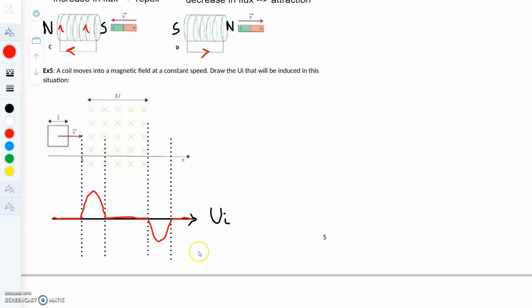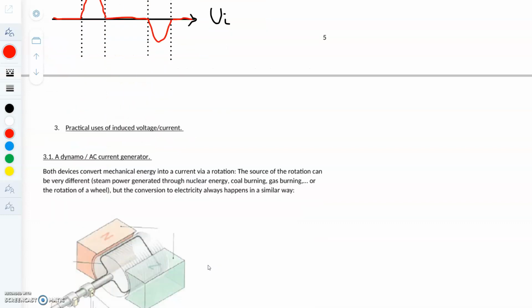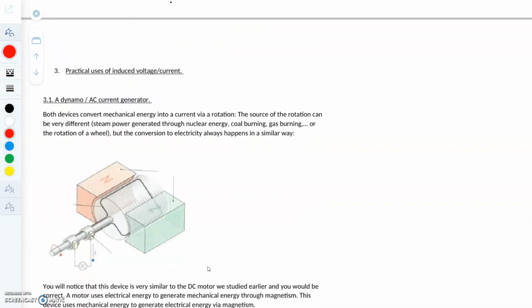So this was the first introduction video for these exercises. In the next video, we will study how you can actually practically use this induced voltage and how we can create electrical energy using movements, rotations, and all of that in a more practical manner. I will see you then.